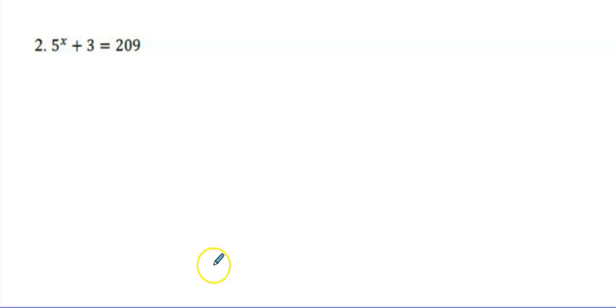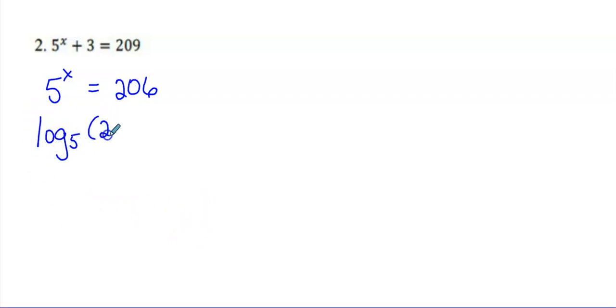Let's look at number 2. If you remember, the very first step is isolate the base and the exponent. So I need the 5 to the x to be isolated. So I need to subtract 3 on both sides, which would give me 5 to the x power. I said 5x, I'm sorry, 5 to the x power. 5 to the x power is 206. Then I can rewrite it in log form. Log base 5 of 206 equals x.